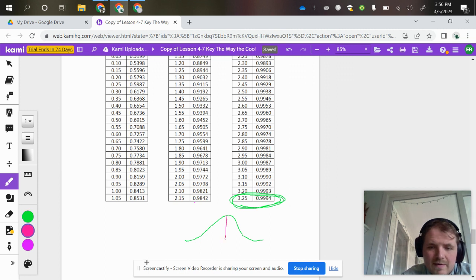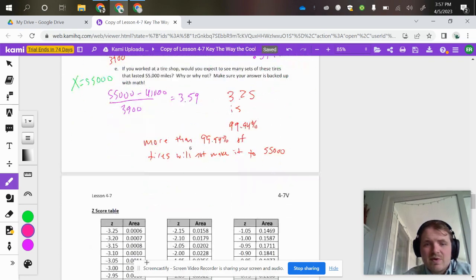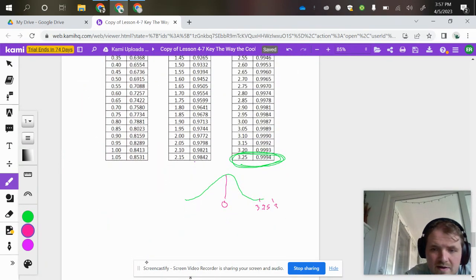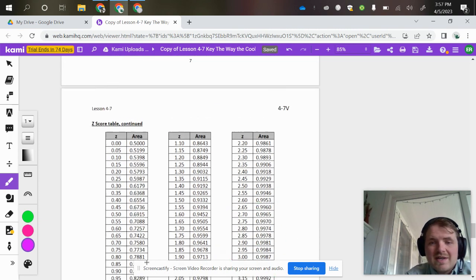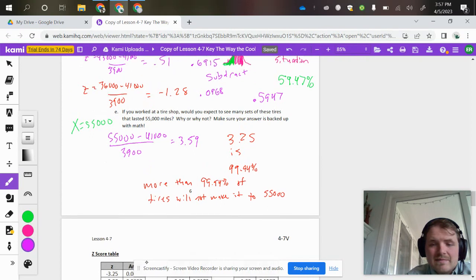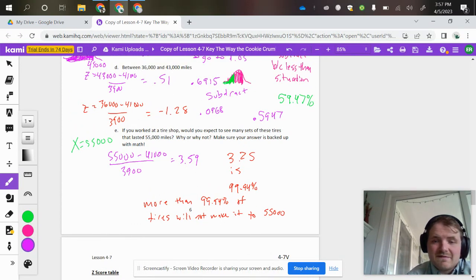remember, 3.25 is there because you're just a little bit left, but then our actual z-score was 3.59, so we would be even farther over than that. Okay, so 3.25 is only giving you 0.0006. That's not 6%, that's 0.06% if you were at a z-score of 3.25. So we're even smaller. So that 3.59 is even smaller than that 0.06%. So it is extremely unlikely that a tire is going to make it to 55,000 miles.